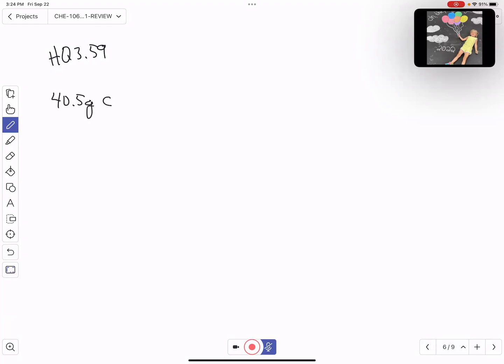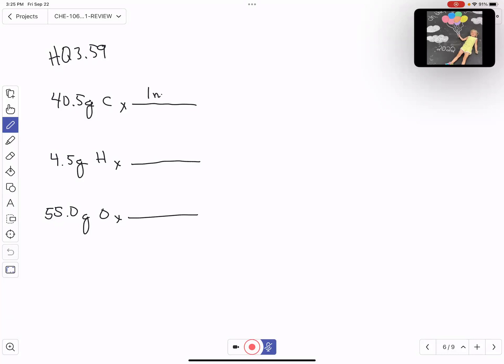40.5 grams of carbon, 4.5 grams of hydrogen, and 55 grams of oxygen. We can't do anything with grams other than to find moles, right? We can't compare grams of carbon, hydrogen, or oxygen because they have a different atomic weight, right? But we can compare moles. So I've got to find moles of each of those.